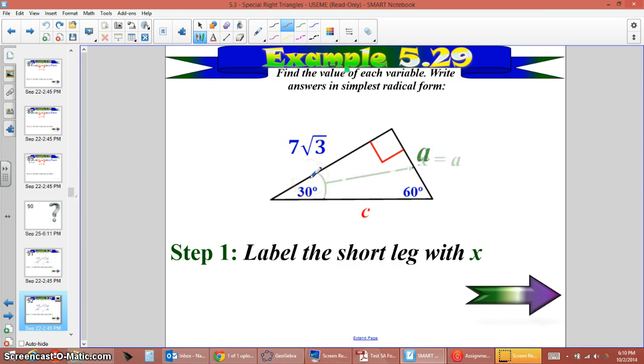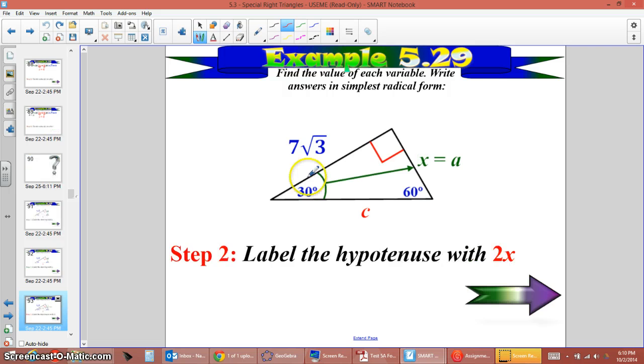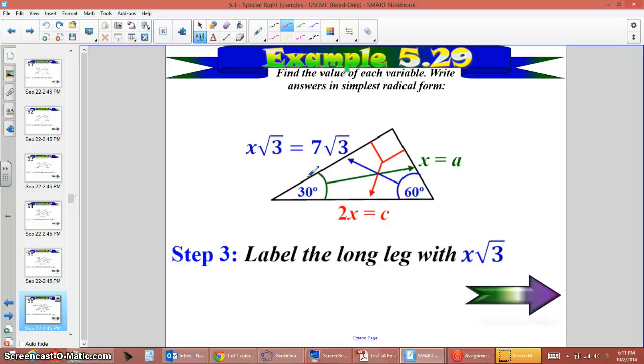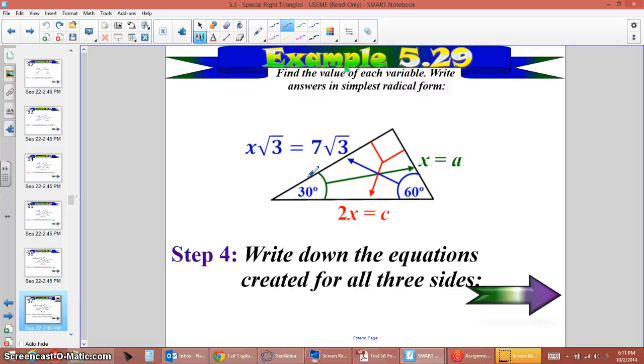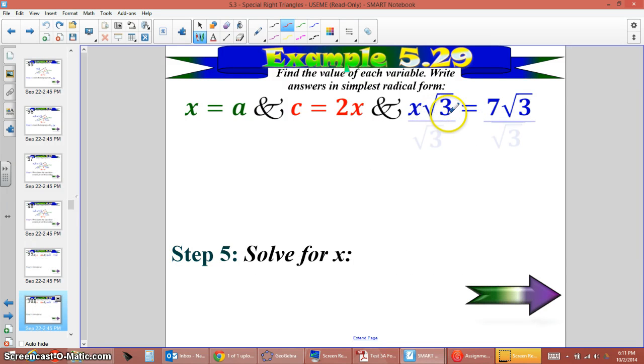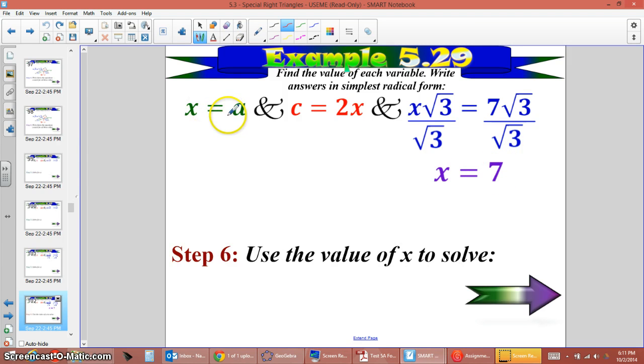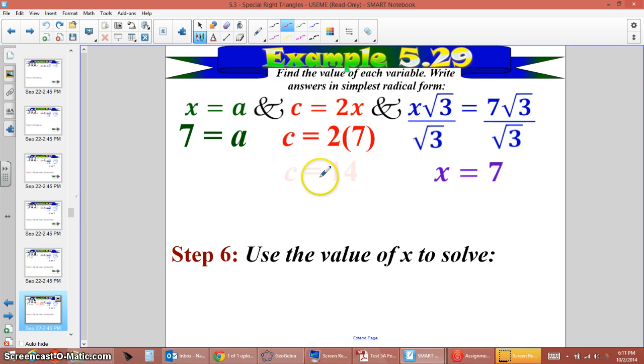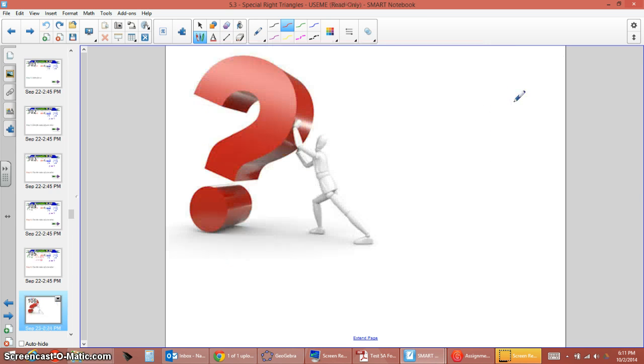Now, going the long route, we set up our equations. X equals a, c equals 2x, and x root 3 equals 7 root 3. Now I set up my equations, and I've got to solve for x. So over here, I'm going to divide by root 3 on both sides, and I'm going to end up with x equals 7, which is exactly what I just said. And then I say, hey, look, that's a, because x is a. And then I plug it in, and I double it, and I get c equals 14, which is exactly what I just said. Notice that if it's in that position, we're already done.